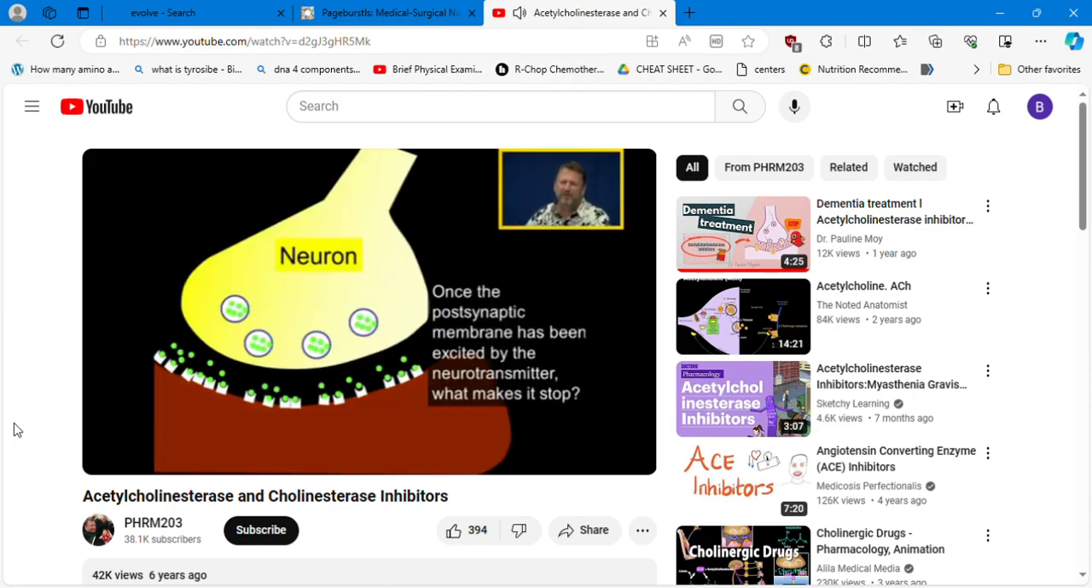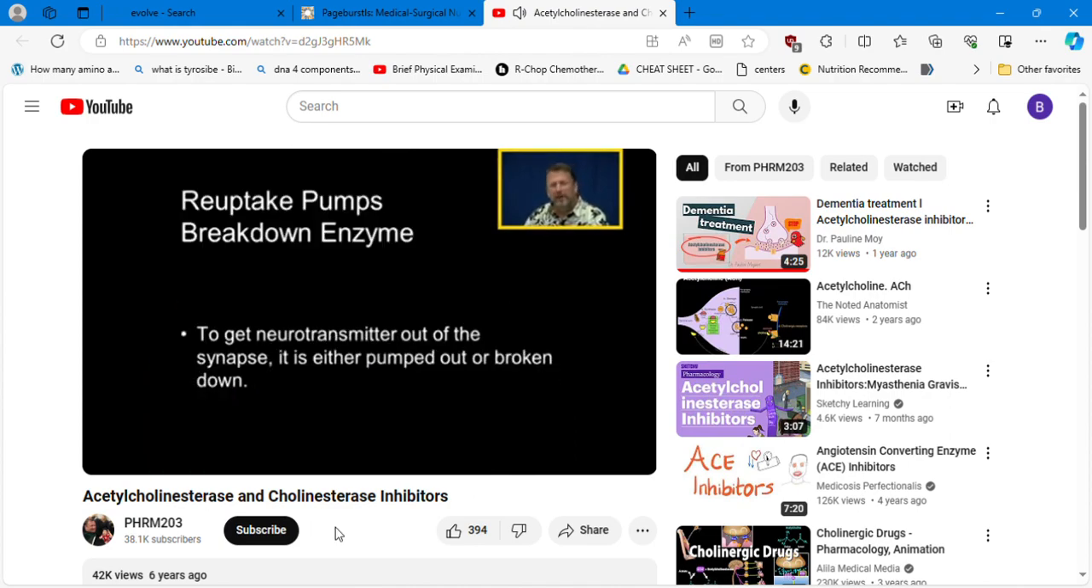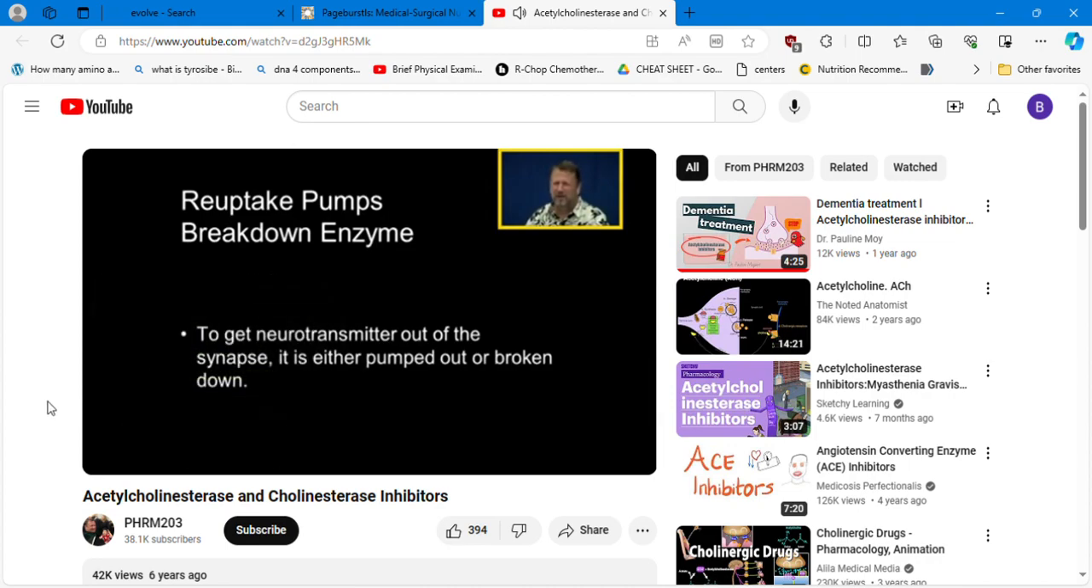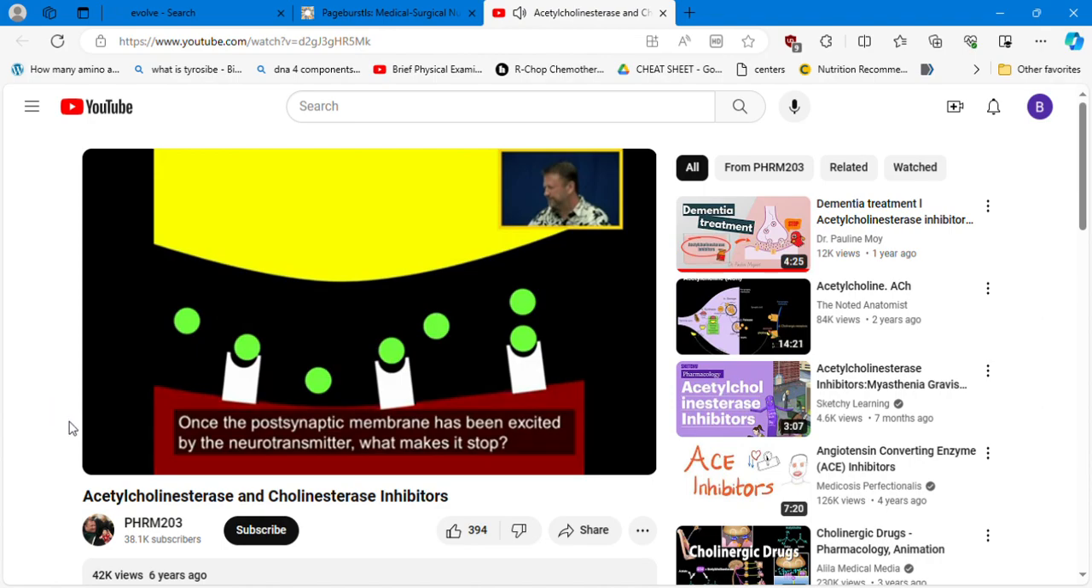Once the postsynaptic membrane has been excited by the neurotransmitter, what makes it stop? Reuptake pumps and breakdown enzymes. That's what we'll talk about all the time in pharmacology. So to get neurotransmitter out of that synapse, it either has to be pumped out or the neurotransmitter has to be broken down.